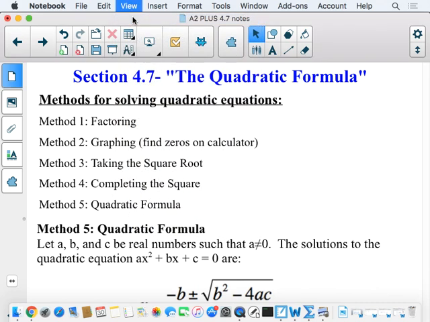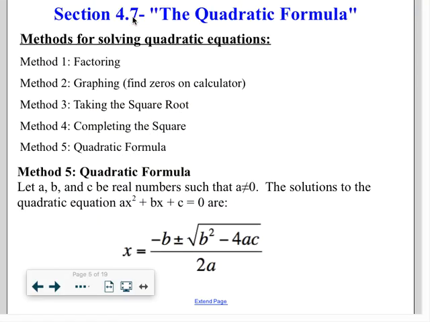Our first method was factoring. Then we did graphing, and remember, with graphing we found the x-intercepts. The third method was square root, and the fourth method was completing the square. So today we're going to do the quadratic formula.